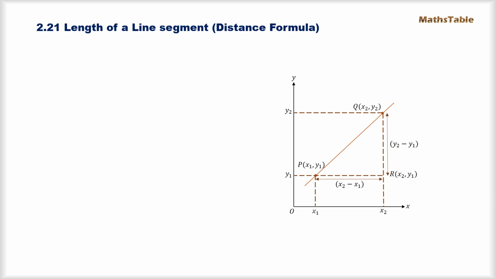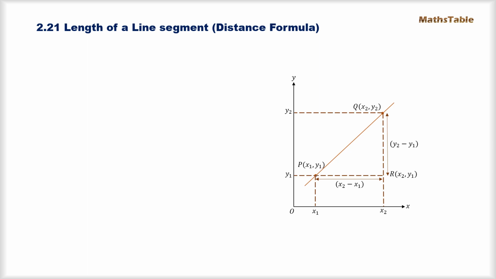Suppose that we have this graph of a straight line which passes through 2 points P and Q with coordinates x1, y1 and x2, y2 respectively. And we are supposed to find the distance between these 2 points. To do this, we can construct a virtual right angle triangle like this shown by the dotted lines. This consists of an imaginary vertex R with coordinates x2 and y1.